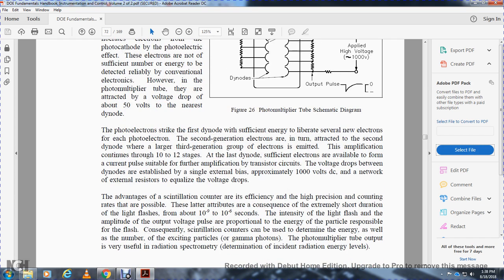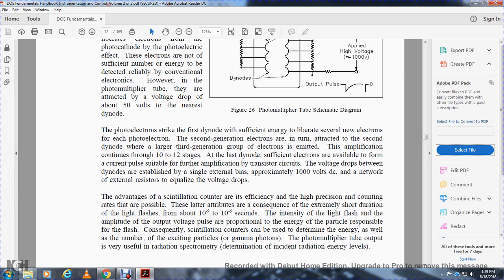Photoelectrons strike the first dynode with sufficient energy to liberate several new electrons. This second generation of electrons, in turn, strikes the second dynode, and a large third generation of electrons is emitted. The amplification continues through 10 to 12 stages to the last dynode. Sufficient electrons are then available to form a current pulse suitable for further amplification by a transistor circuit. The voltage drops between the dynodes are established with a single external bias of approximately 1000 volts DC, with a network of external resistors equalizing the voltage drops.